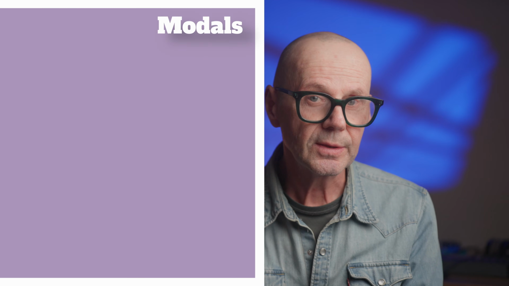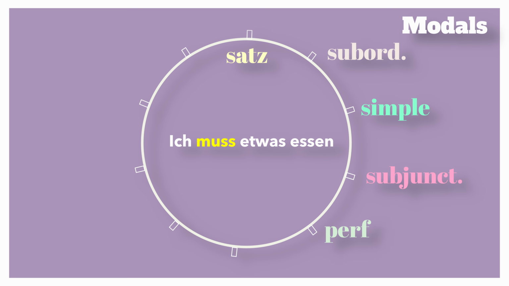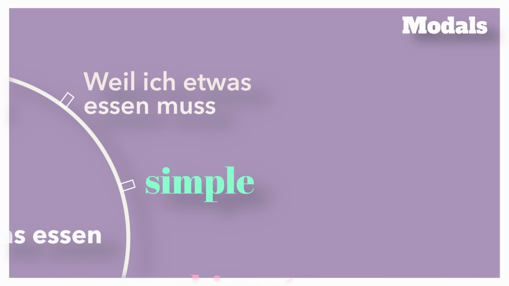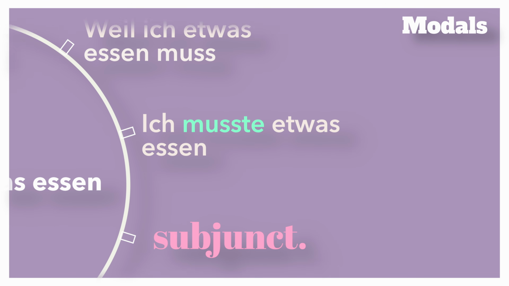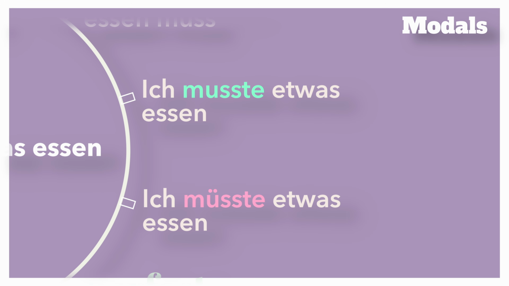Let's start with another simple sentence, maybe ich muss etwas essen. We can move straight into a subordinate clause just to see what happens with those verbs. Weil ich etwas essen muss. Both verbs at the end. Now we want the simple past form. Ich musste etwas essen. And from here, it's an easy step into the subjunctive, not ich musste, but ich müsste etwas essen. I'd have to have something to eat.